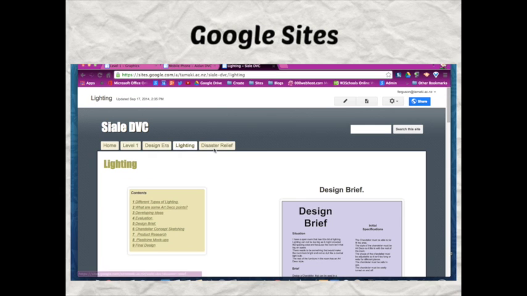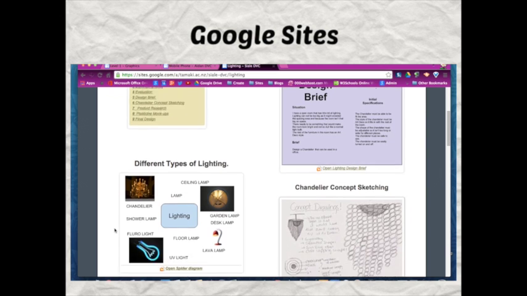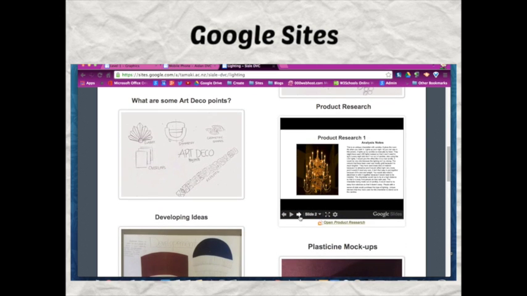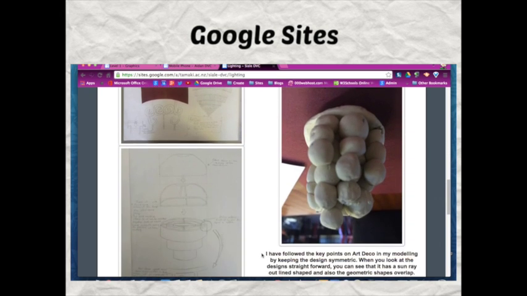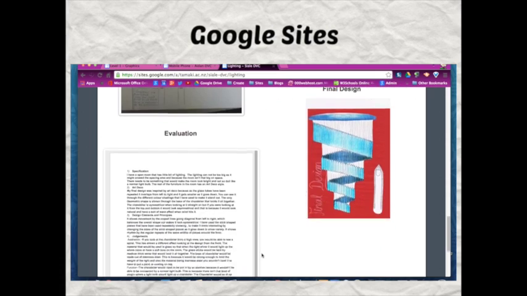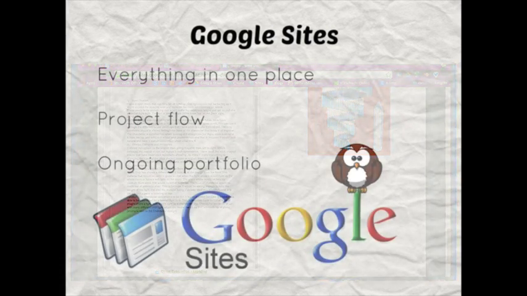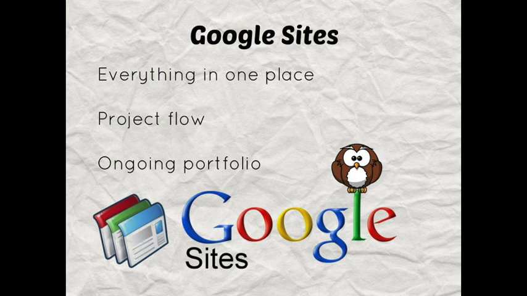Now I'm hoping this will give my students the opportunity to have a complete three-year portfolio by the time they reach the end of Level 3, if they've done DVC for three years. So by the end of the three years they can see everything that they've done and see the progress that they've made. And that also gives them a chance to just send that link to any prospective employers or colleges that they might be applying to.